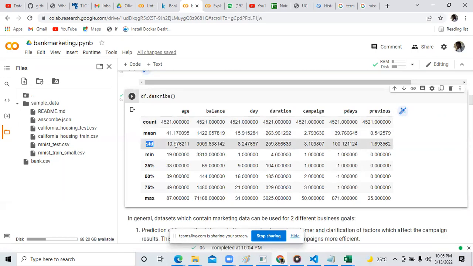STD is standard deviation. Min is the minimum value in this row. This is the maximum. This is the 25% percentile range. This is the 50% percentile range.